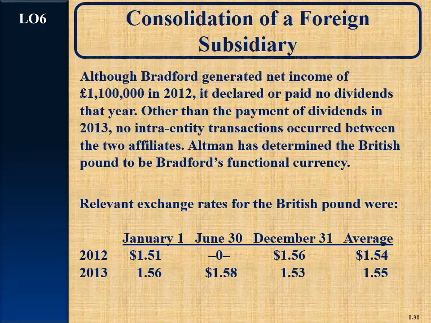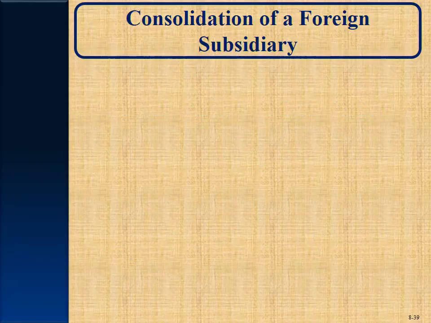Altman has determined that the British pound is the functional currency, so we could use the current rate method to do the conversion. Now here are the relevant exchange rates on January 1, 2012, 1.51, December 31st, 1.56. The average is 1.54 for 2012. Remember, we're going to be working in 2013 also, so we need their exchange rates as well. All this information is listed on your book on page 391. That's what's nice about these slides.